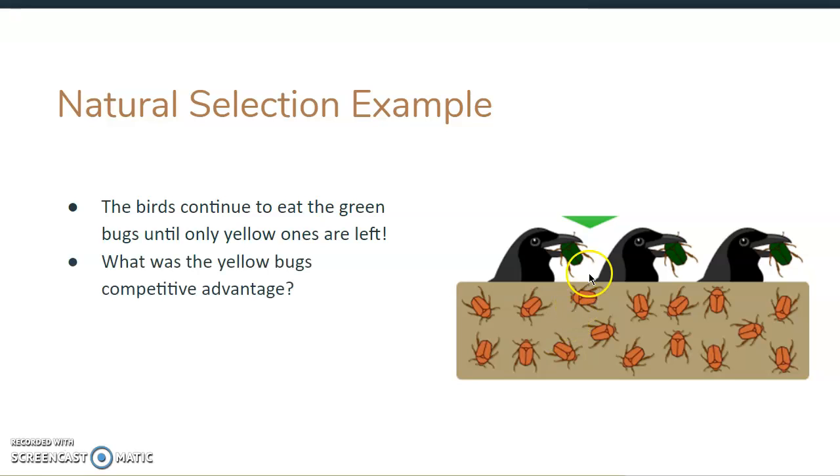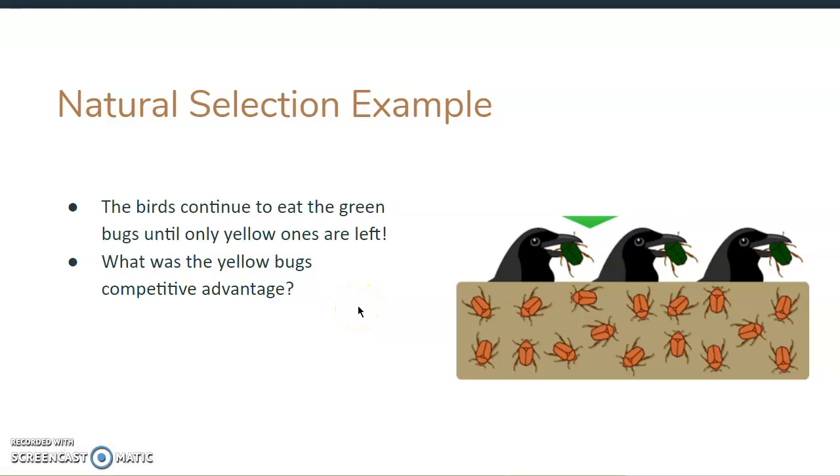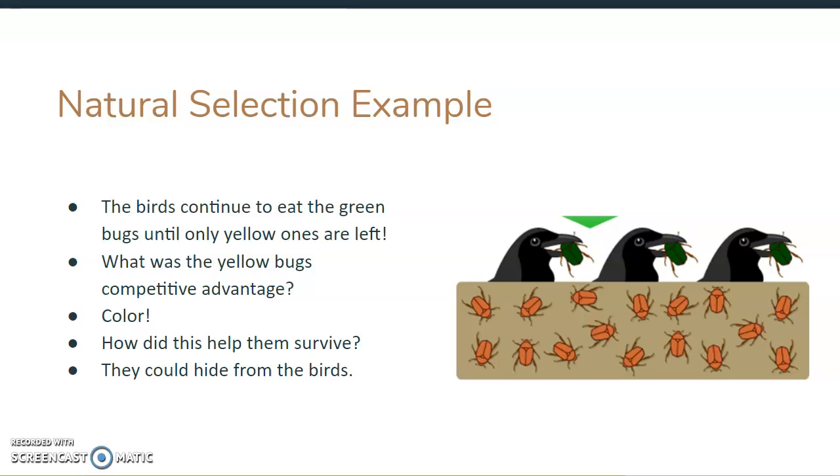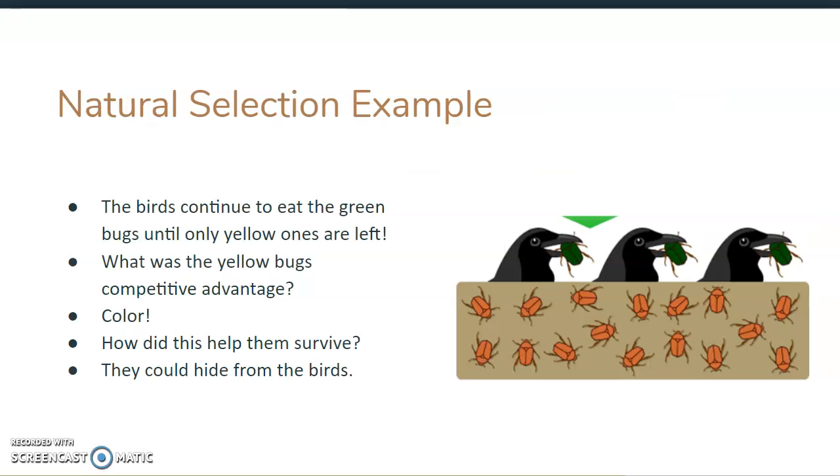So all our green bugs are gone. We have a very different looking population than before. So what was the yellow bug's competitive advantage? I would say it was their color. So the thing that made them different is how did their color help them survive? They were able to hide from the birds. They were able to camouflage.